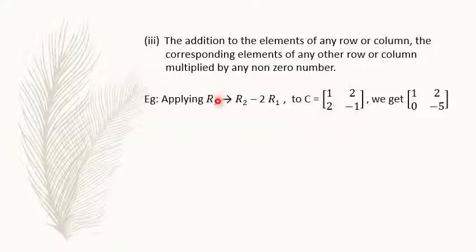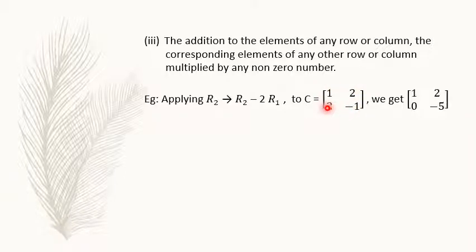Here, R2 becomes R2 minus 2R1. That is, we need to multiply the first row R1 by minus 2. So this is the first row and this is the second row. Just multiply this first row by minus 2 and add that to R2. That is, R2 plus minus 2R1 is the same as R2 minus 2R1. So R2 minus 2R1. The corresponding elements we need to operate on.